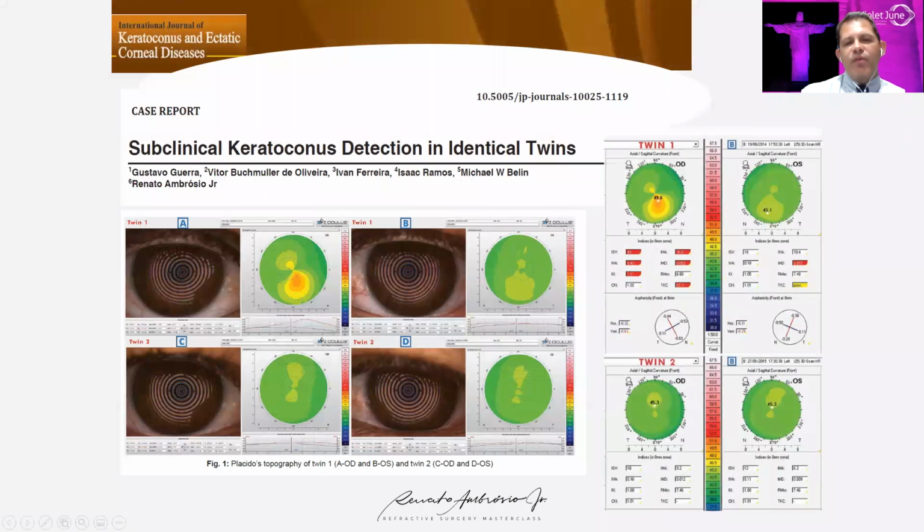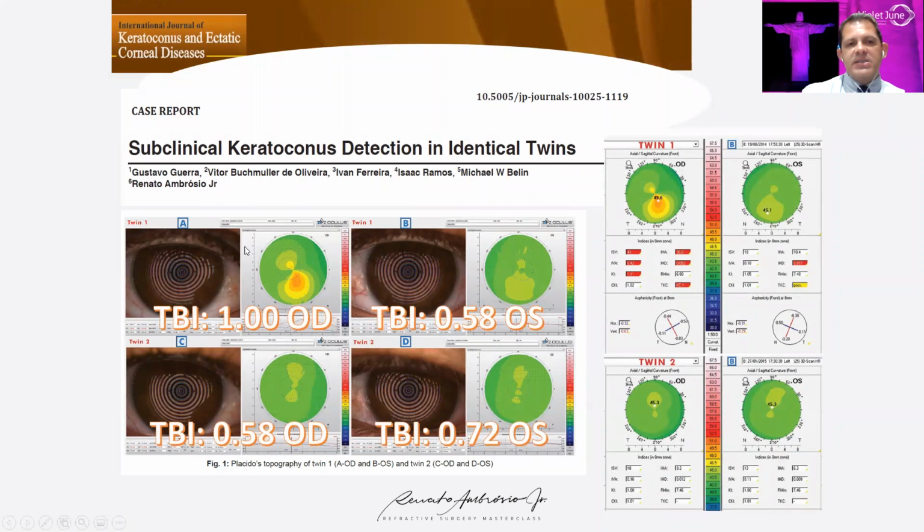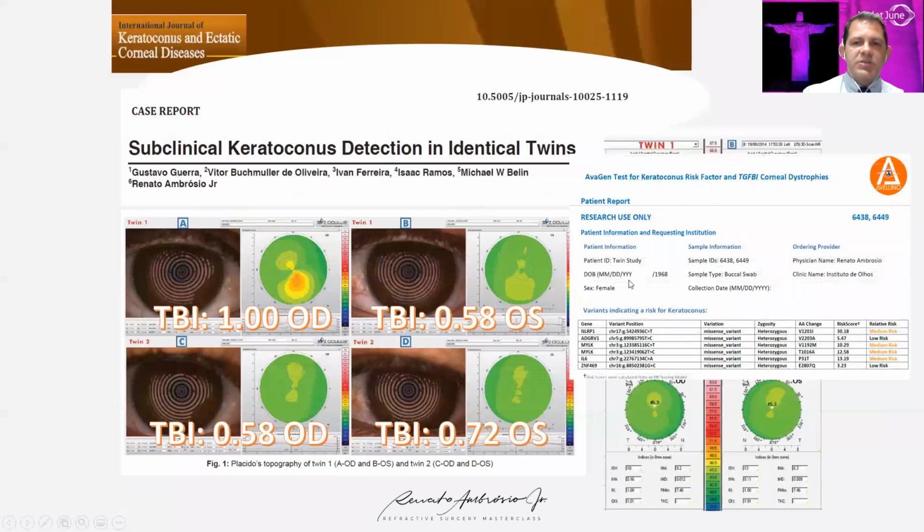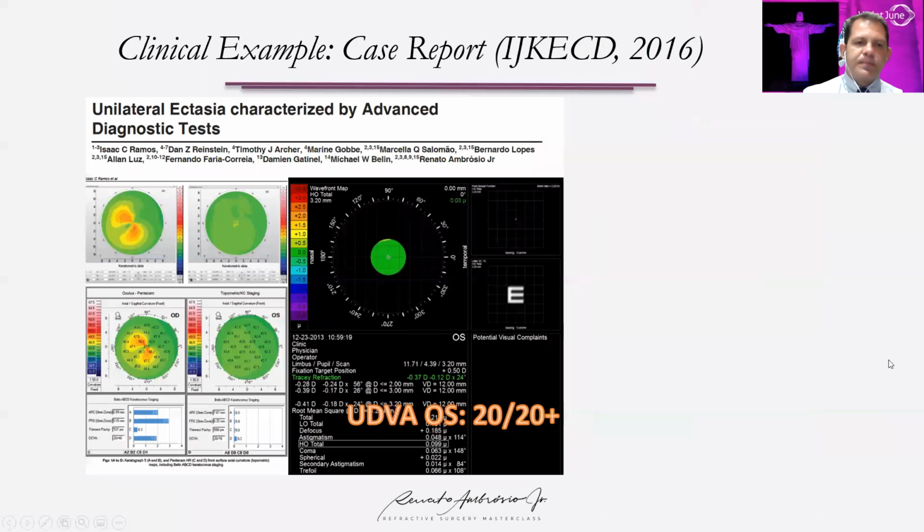Interestingly, the bilateral forme fruste came in a very nice report from a bilateral twin sister with both eyes normal. The twin sister, the first sister, has a very symmetric ectasia, and you see the TBI is abnormal in all the four eyes. Interestingly, this patient was analyzed by the EVA gene testing that found some of the genes that may be markers for keratoconus susceptibility.